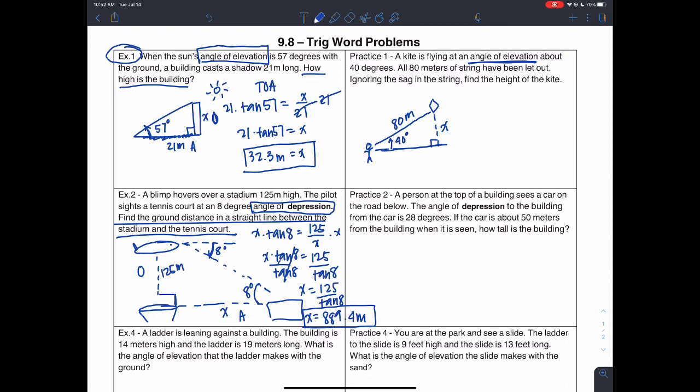So from here, go ahead and write out the correct trig ratio that we will use to solve for x, and then give me the answer of x. Okay, and hopefully everybody was able to get 51.4 meters. Now in practice 1, we did use sine because we were given the opposite and hypotenuse. Now let's do practice 2.